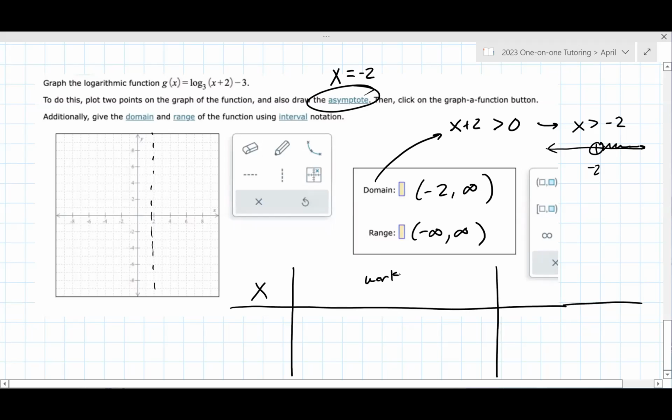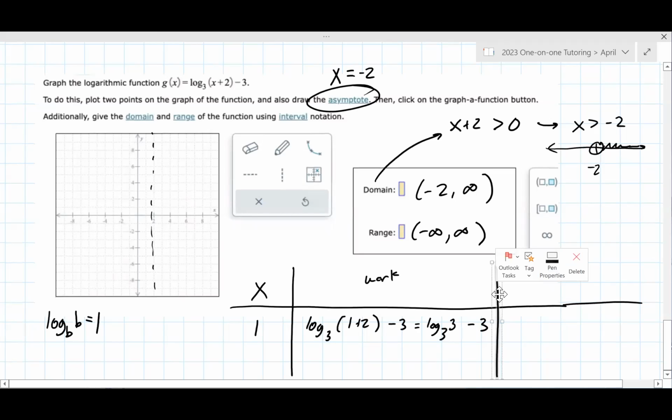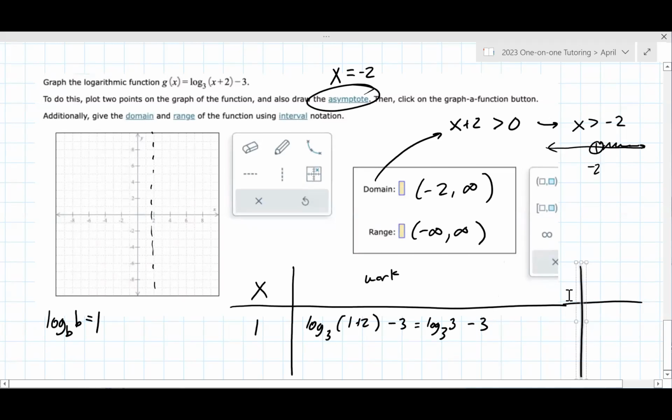The first number you choose is whatever makes the part inside the parentheses equal to the base, which is 1. This becomes log base 3 of (1 plus 2) minus 3, which is log base 3 of 3 minus 3. Wow, a lot of 3s. Just like before, log base b of b is 1. So now it becomes 1 minus 3, which is -2.